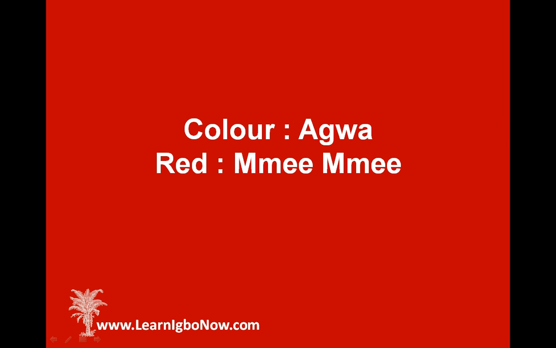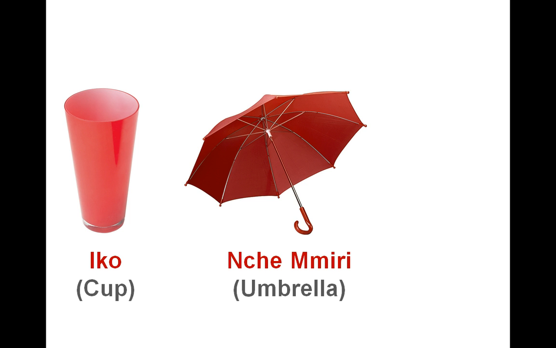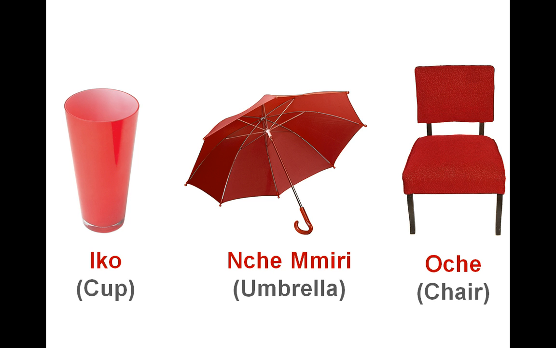Now, we're going to use some objects to learn more about this color. Mmee. Iko. Nche mmiri. Oche.